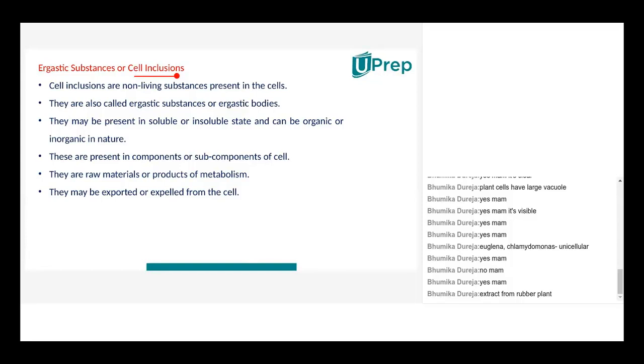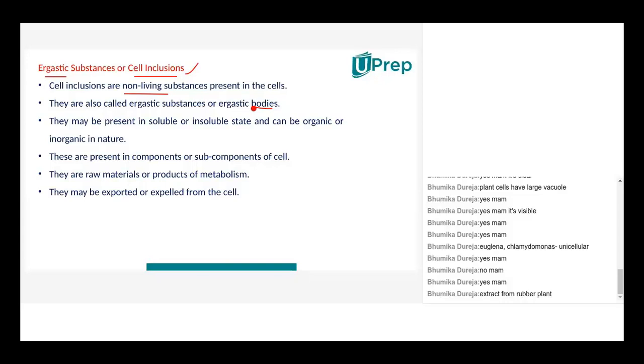If you want to define cell inclusions: a cell will have living matter inside its body in the form of cell organelles. So far we discussed the endoplasmic reticulum, Golgi complex, mitochondria, chloroplast and nucleus. All these are living cell organelles inside the cell. Whereas the non-living substances inside the cell are called cell inclusions. The other names for them are ergastic substances or ergastic bodies. So what are ergastic bodies or ergastic substances? They are nothing but non-living cell inclusions inside the cell.